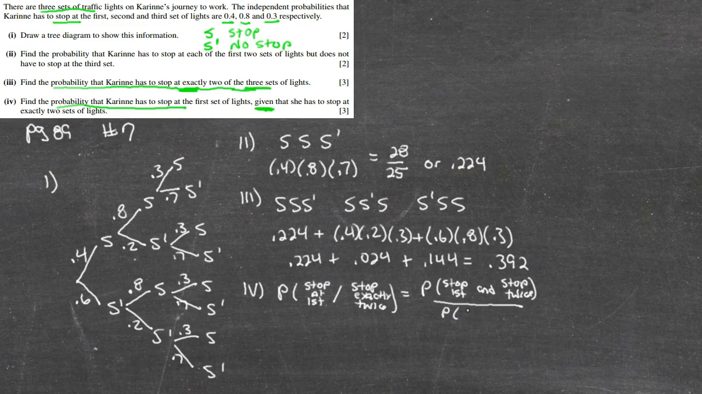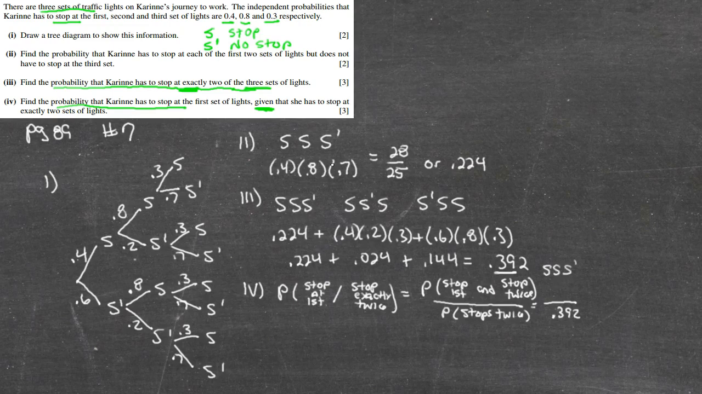Well, you know that we just figured out the probability of her stopping twice. We did that in part 3. So we already know the bottom part of this fraction. The denominator for this is going to be 0.392. So now all I gotta do is look for any situations where she stops first and stops twice. Well, again, if you look at the very top, that's stopping first, and she only stopped twice. So we know that that's one possibility. All right, that's 0.224.